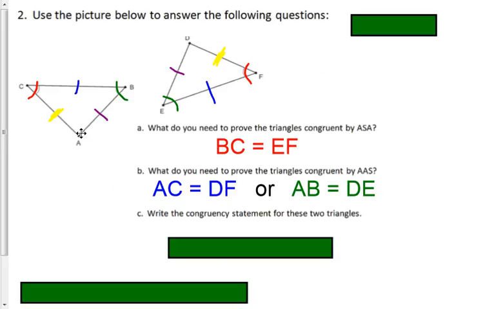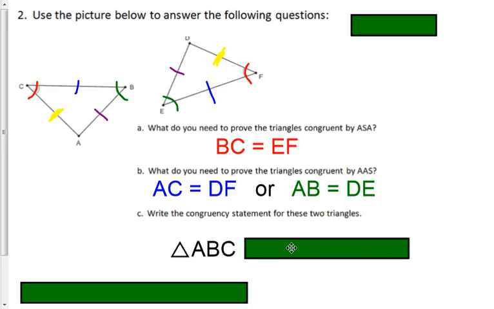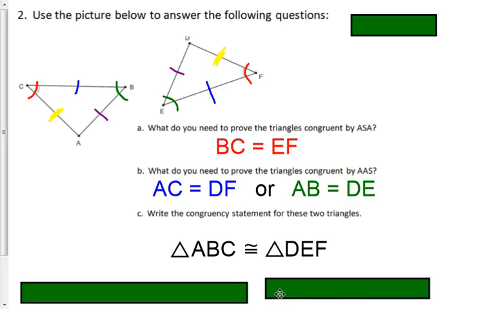Well, again, we'll start with triangle ABC, going ABC. A is across from the blue side, D is across from the blue side, so D would be our first letter. B is across from the yellow side, E is across from the yellow side, so E has to be next. And C is across from the purple, and F is across from the purple. So F has to be our last one. So our congruency statement would be triangle ABC is congruent to triangle DEF.